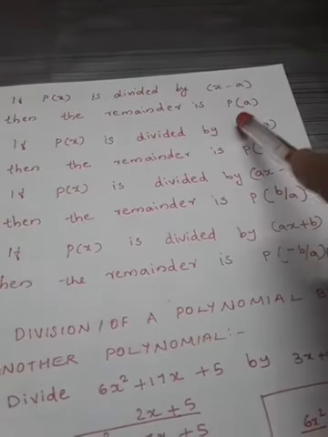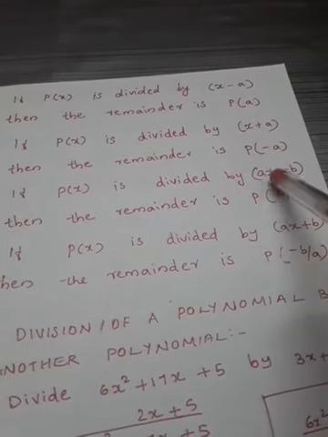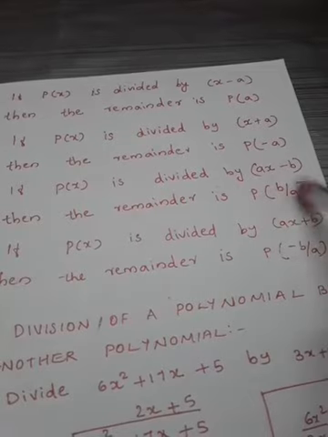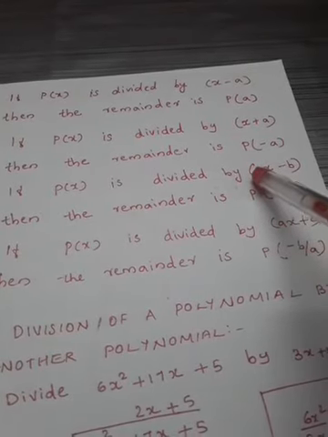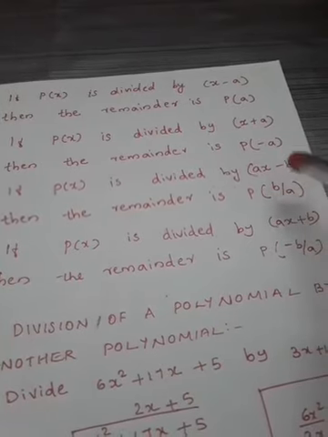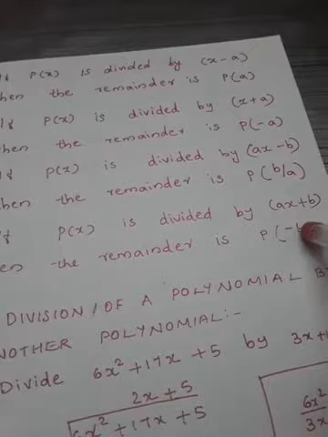Here minus a, then here positive. Here plus a, here negative. Then here ax minus b, so plus b by a. This symbol has no change. This symbol will be changed. This will be written as the numerator. Then here ax plus b, then negative b by a.